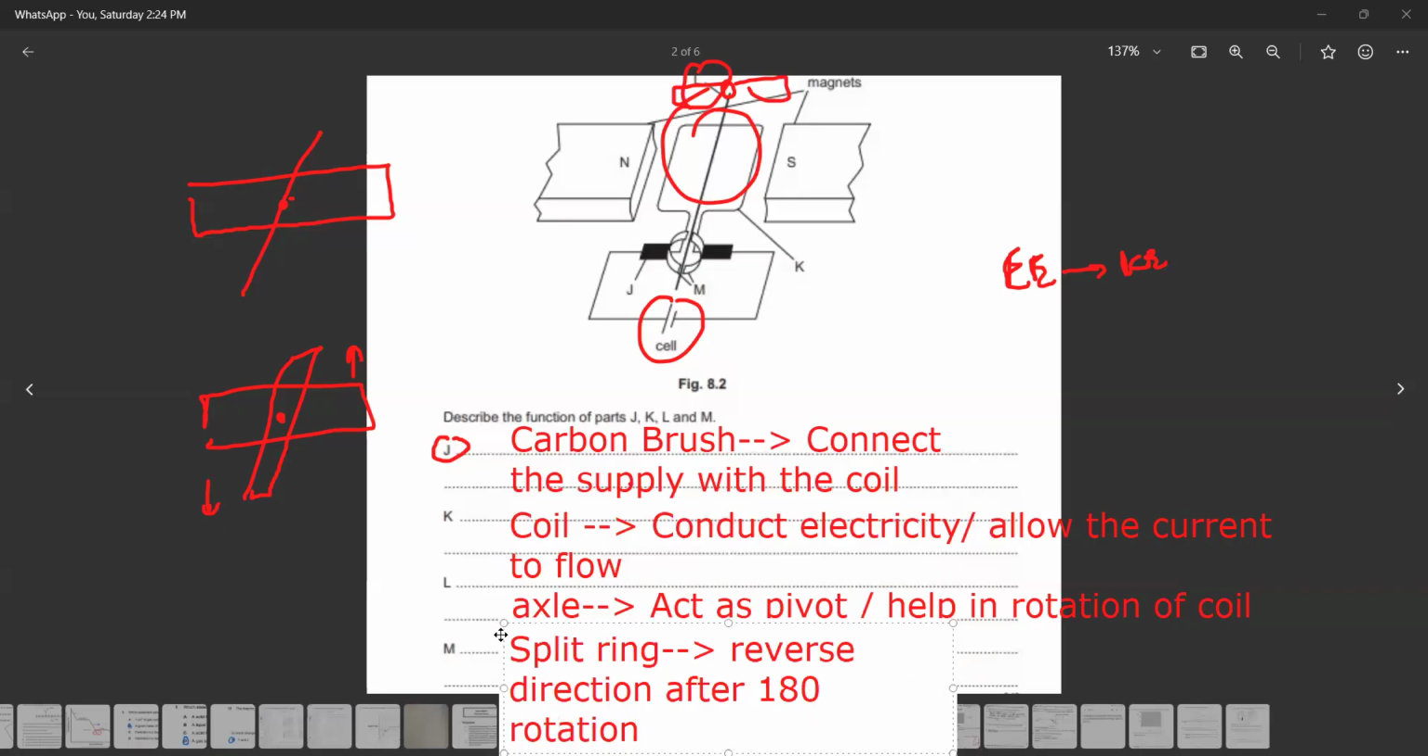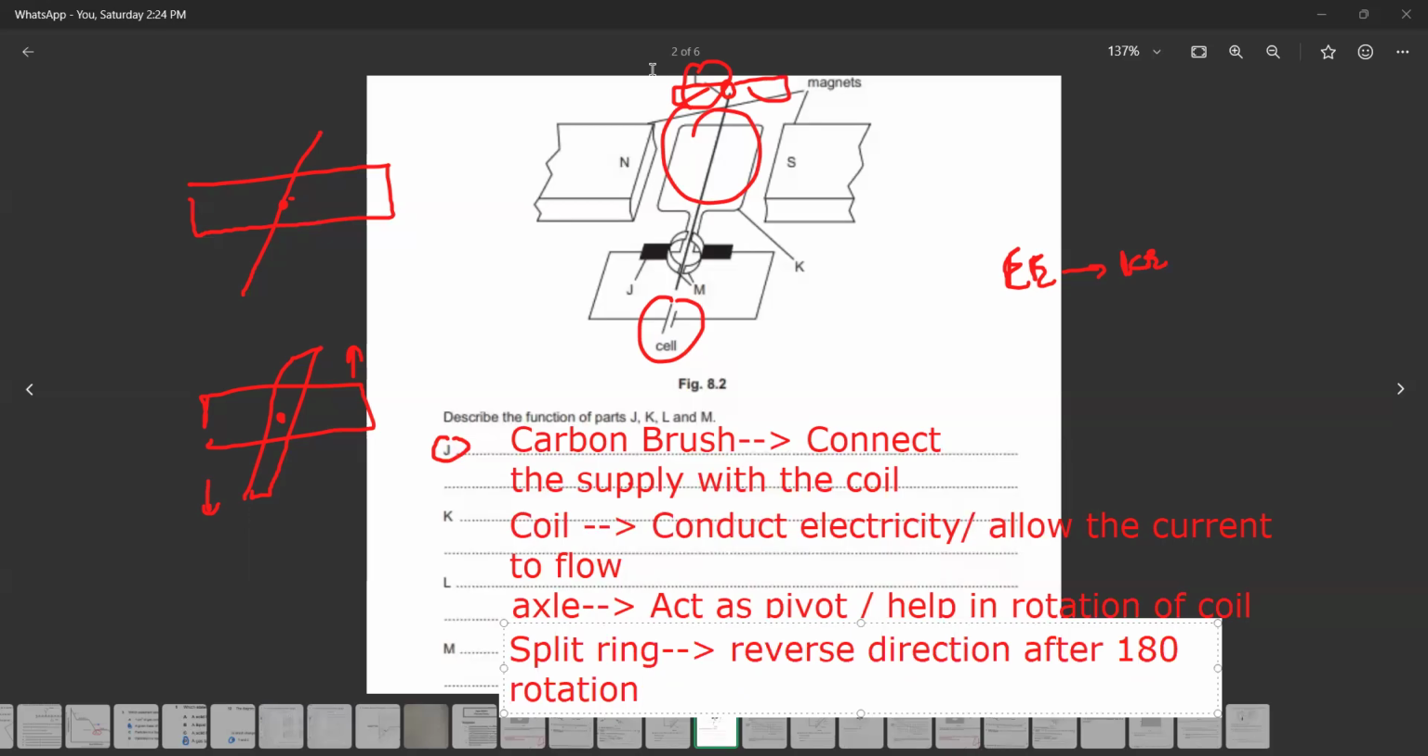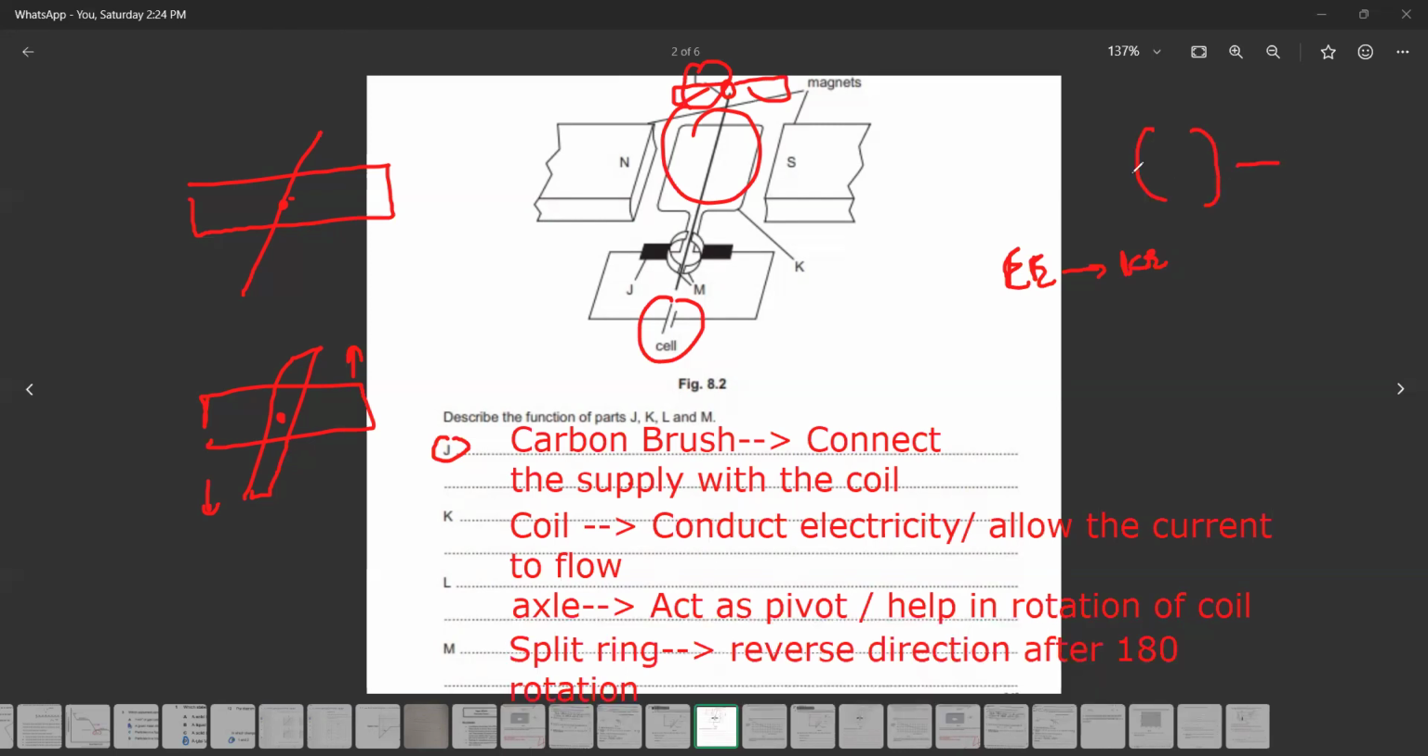What is the difference between split and slip ring? The split ring is used in a DC motor. Slip rings are used in an AC generator. The split ring allows the current to change direction after 180-degree rotation, but slip rings do not. They remain in contact throughout. From the picture, if you see the rings are like this, these are split rings, so this is a DC motor. But if you see two separate circles with the carbon brushes, this gives an idea it's a slip ring, and slip rings are used in an AC generator.